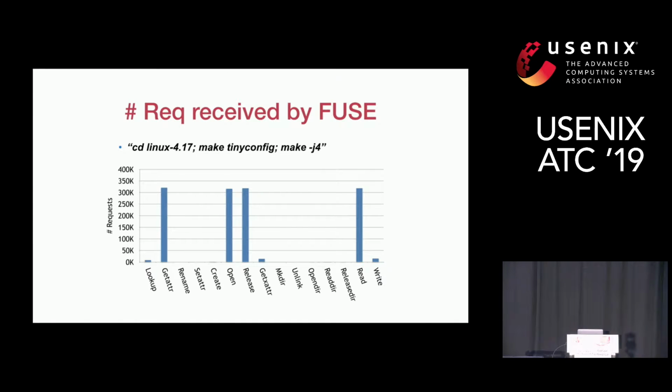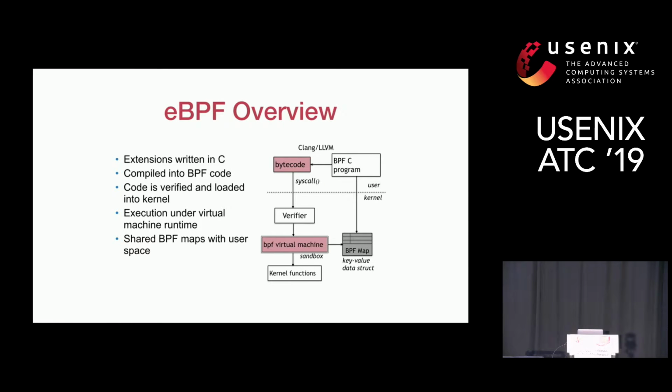This is exactly what we do in this work, leveraging the eBPF framework. eBPF allows applications to insert custom code in the kernel and safely execute it under a virtual machine runtime. eBPF is a part of the Linux kernel and is used by perf, tracing, and networking subsystems.